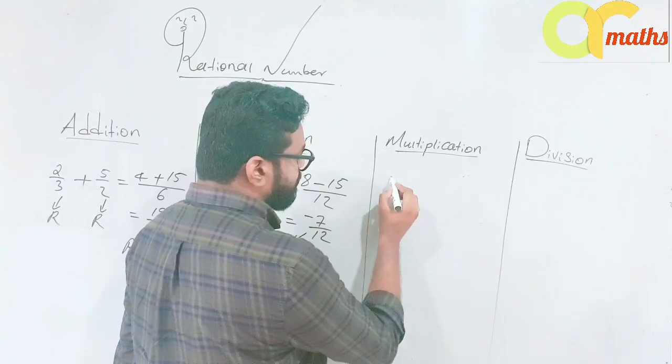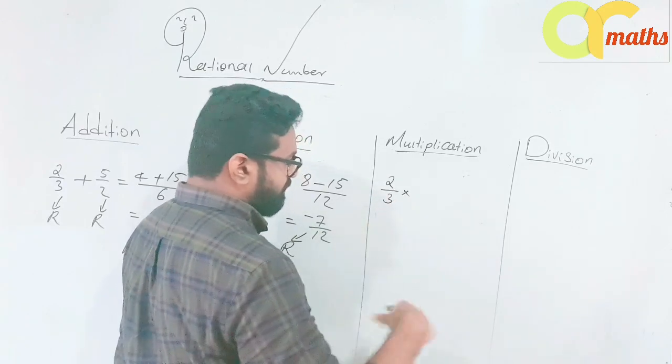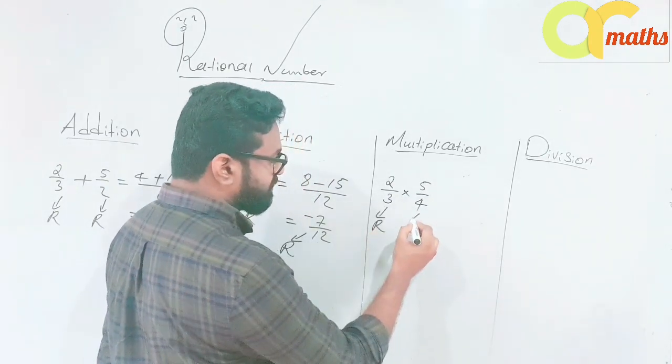In multiplication, take any rational number 2 by 3 into another rational number 5 by 4. Okay. So this is a rational number. This is also a rational number.